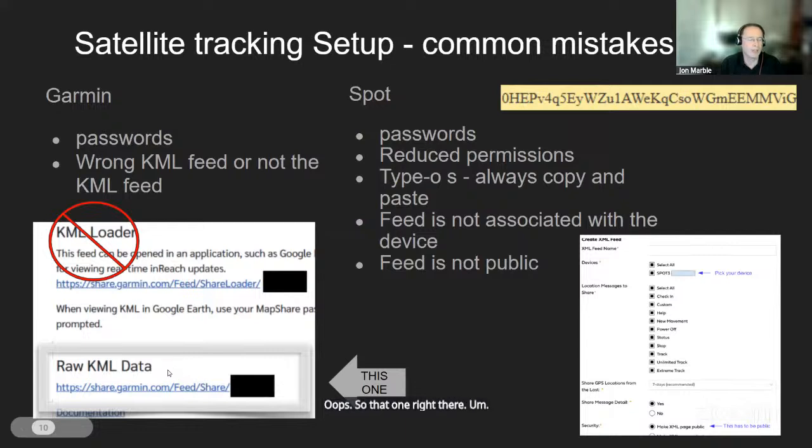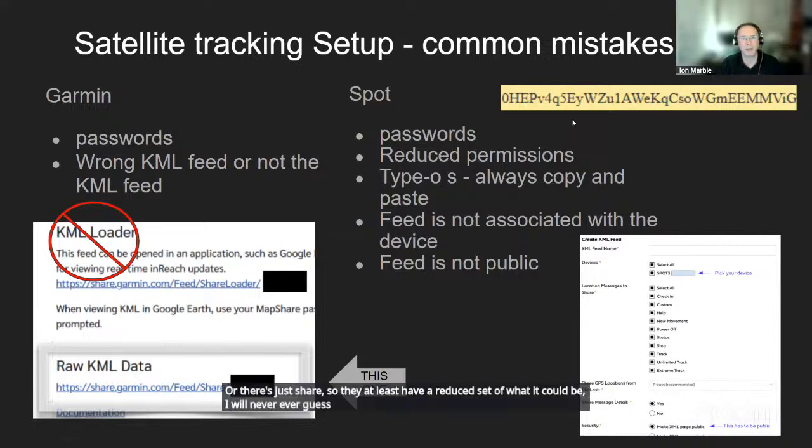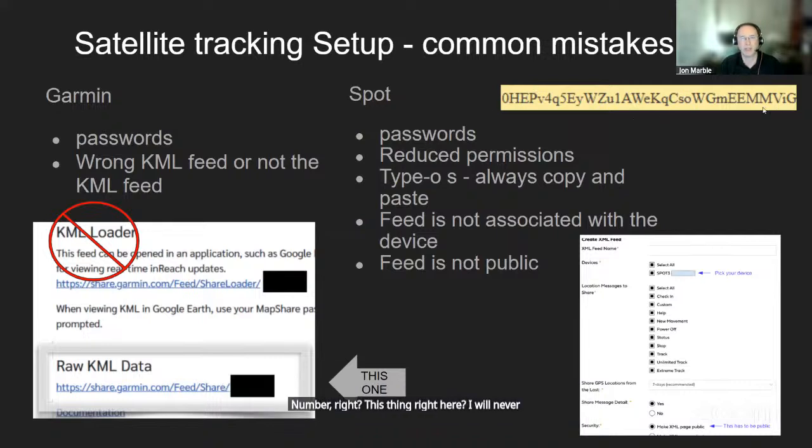I can sometimes guess if you mess up your Garmin. There's a couple different things they do. There's sometimes a US dash share, or there's just share. So they at least have a reduced set of what it could be. I will never ever guess your spot number, right? This thing right here. I will never guess this. This is something you've got to get right.